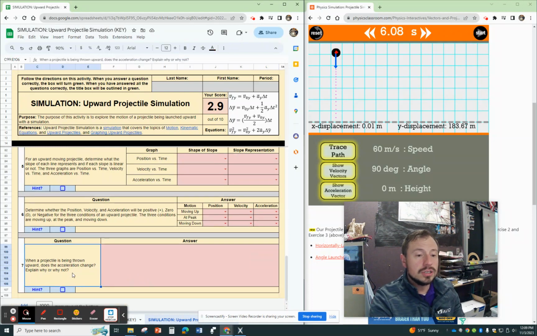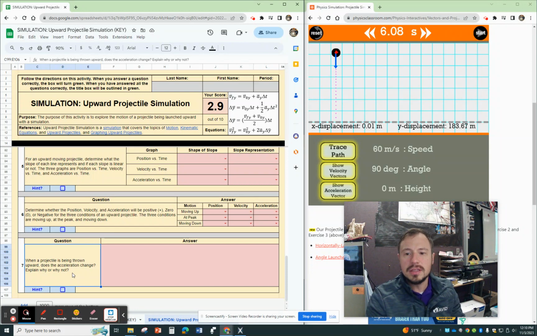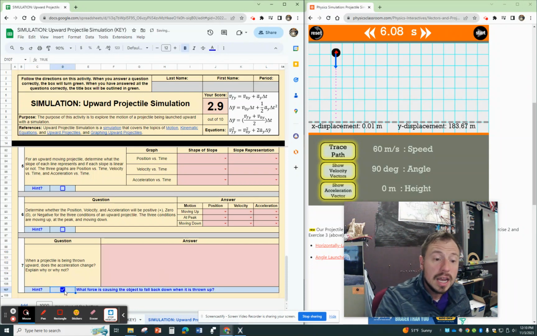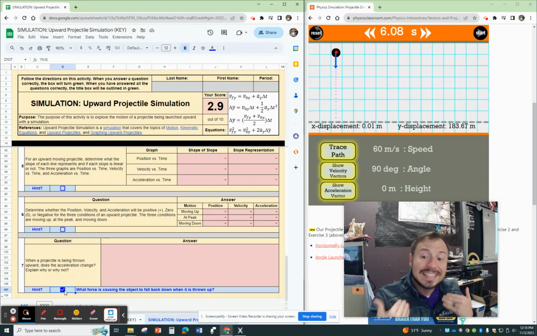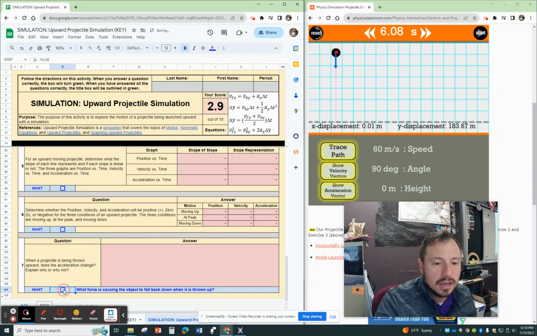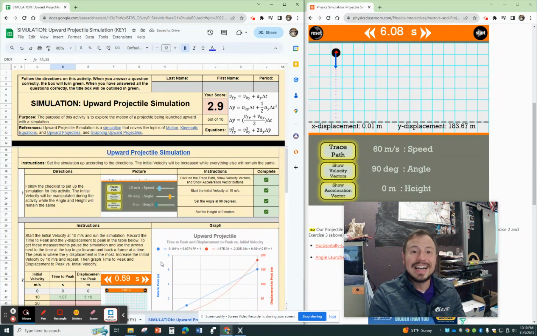Now, the last question says, when a projectile is being thrown upward, does the acceleration change? I mean, you've already seen that in the graphs. It does not change, but explain why or why not. And the hint is, what force is causing the object to fall back down when it's thrown up, right? What slows it down and then brings it back down? What force? And does that change during the projectile motion of this projectile, right? So once again, this is the upward projectile simulation.